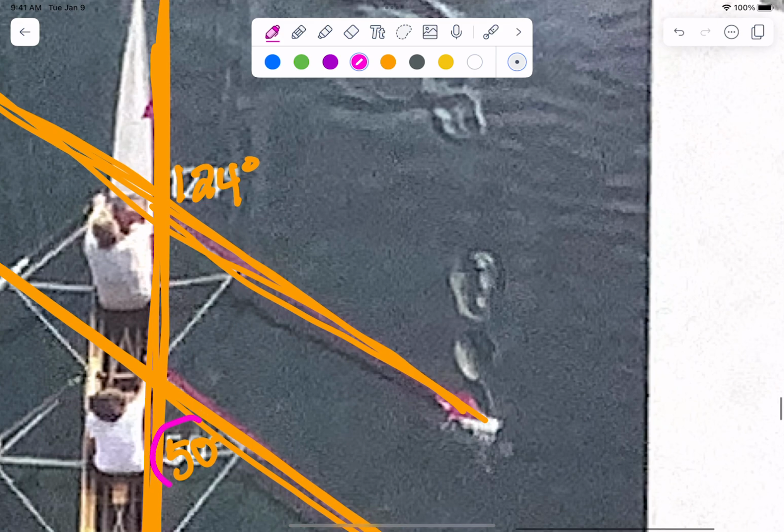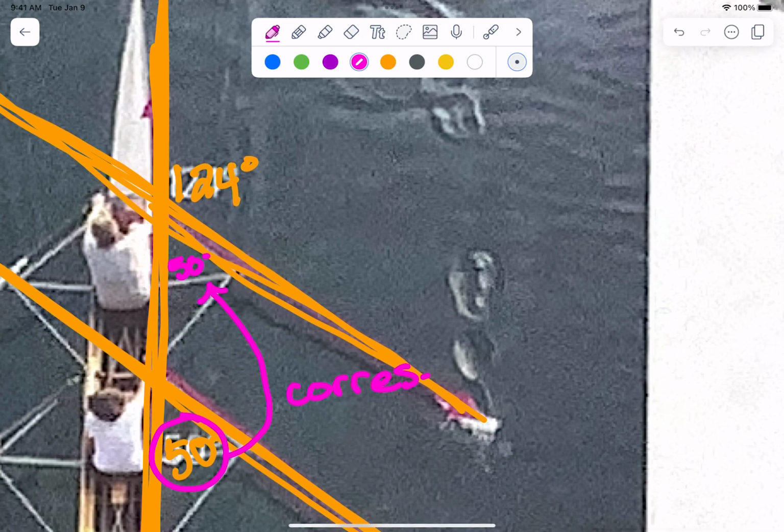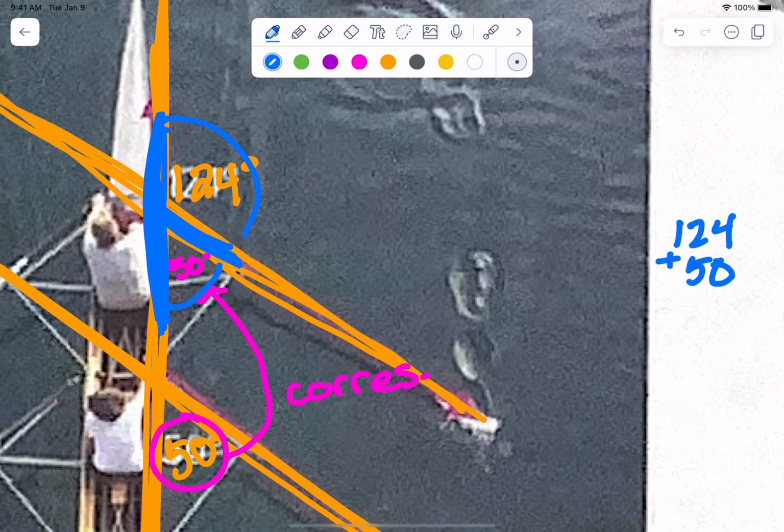Right, so if this is 50 right here, then I'm going to pop him over here. I'm going to say that that has to be 50 because those are corresponding angles, right? Corresponding, okay? So if that's 50, then that would have to be 50. And how do I know that that's not going to work? Yeah, these two are a linear pair right here, this one and this one. And 50 plus 124 is 174, and that's not going to work, right?